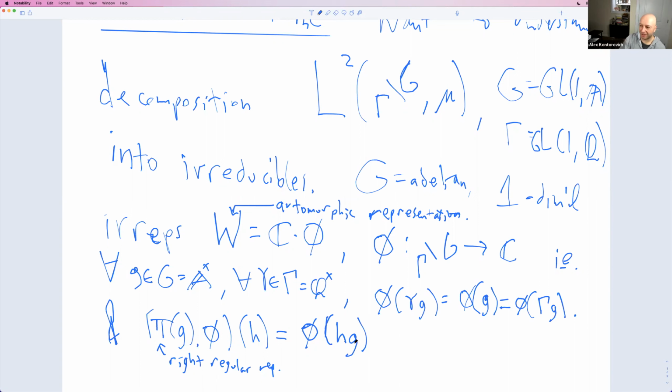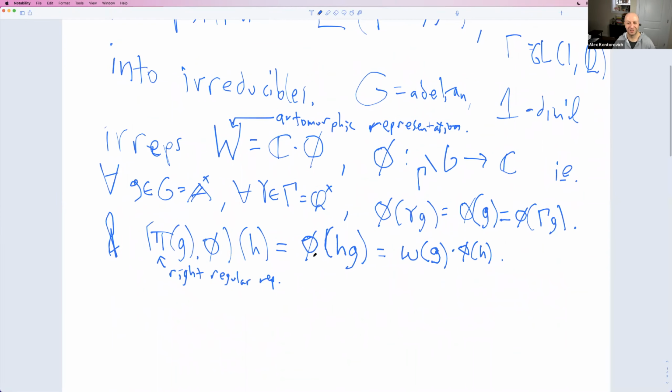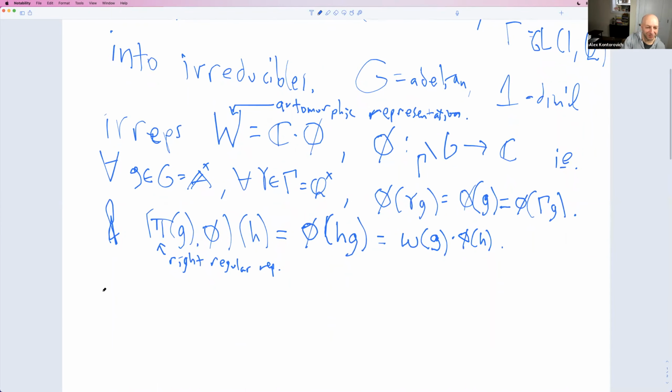And the fact that this is just some constant multiple of itself, that's what it means to be irreducible. I don't know what that constant is. Let's say omega, some constant multiple that depends on g. You'll have different constants depending on g, times phi itself, the value of phi at h. And it's one-dimensional, right? Exactly. So I'll point out that this is very special to abelian. Not true in general.